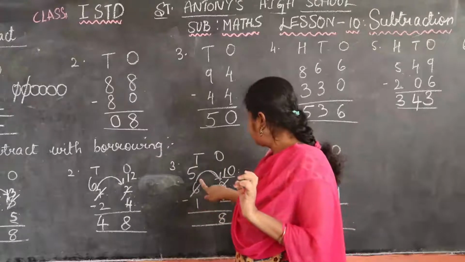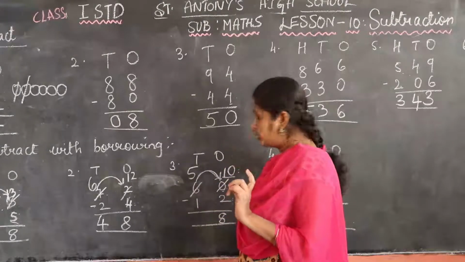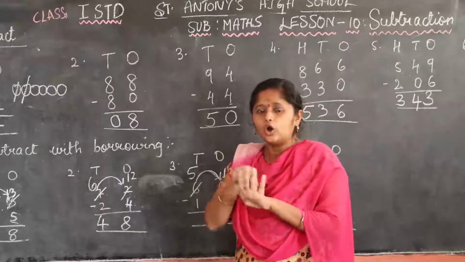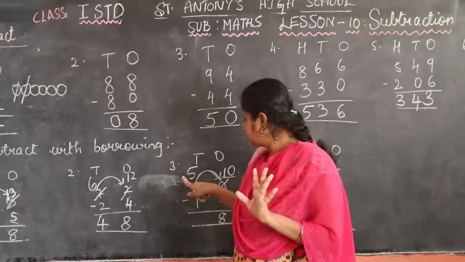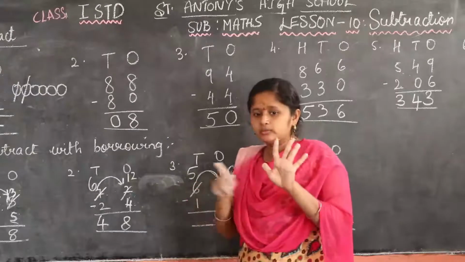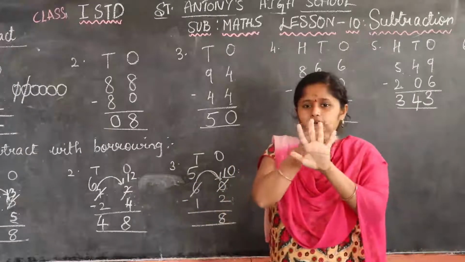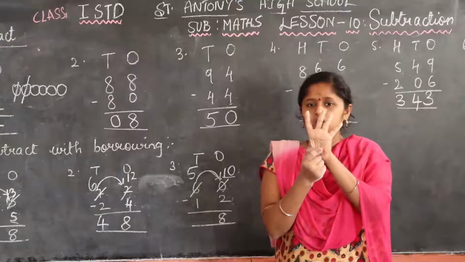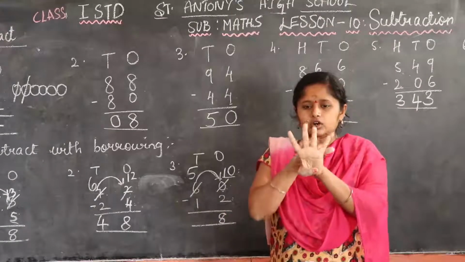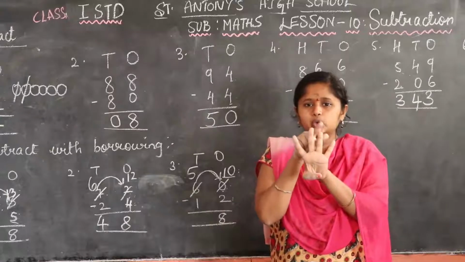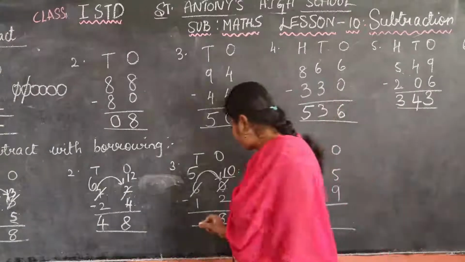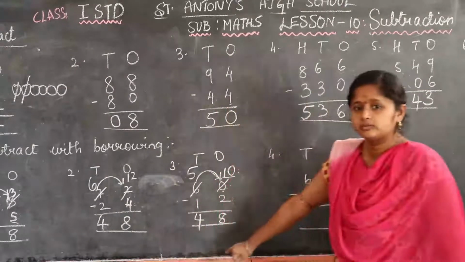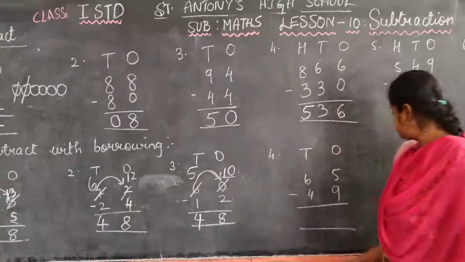So we gave 1 chocolate to the neighbor person, no? So how much will be left with us? 5. So now from the 5 fingers, how many fingers do you have to take away? 1 finger. Now how much is left children? 1, 2, 3, 4. 4 is left. So you have to write 4.